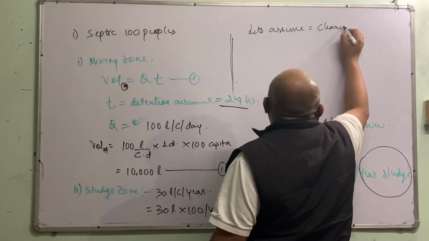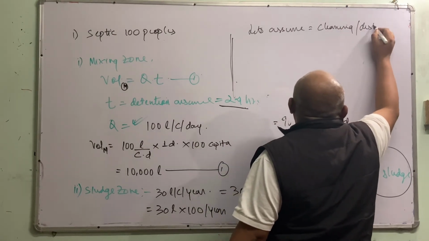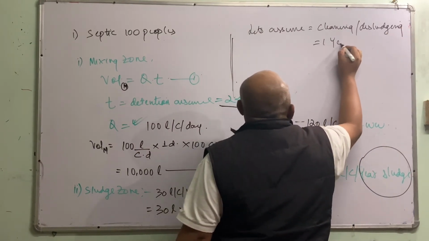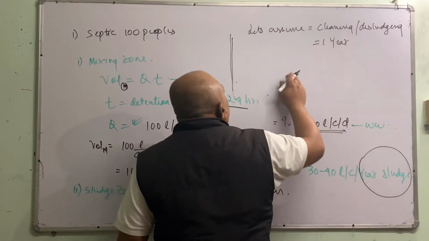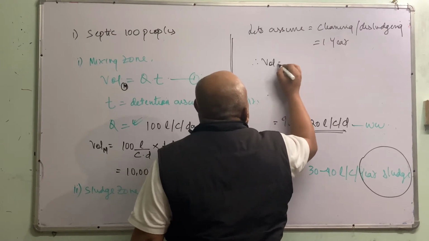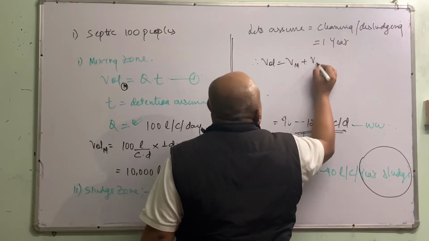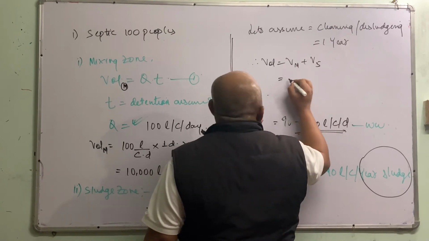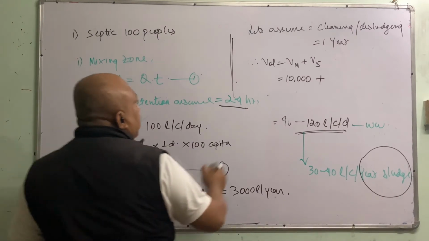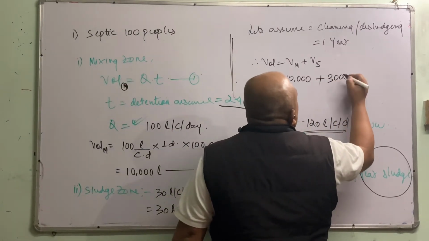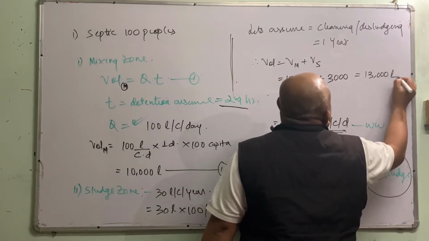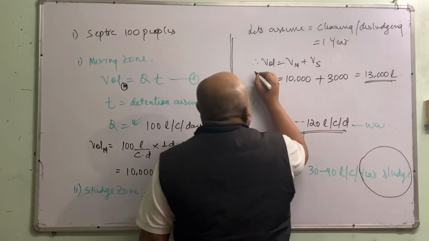Cleaning or de-sludging is equal to 1 year. You have to clean every 1 year. It's optional. If you clean every year, then the volume will be small. Therefore, volume is equal to volume mixing plus volume sludge is equal to 10,000 plus, if 1 year, then this will be 3,000. Correct? So 13,000 liters is required. This is the effective volume.